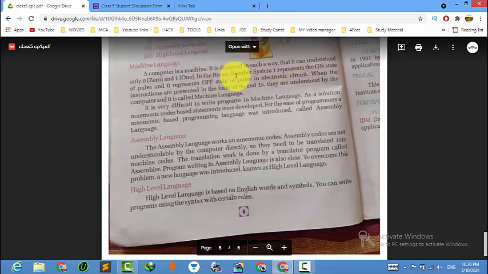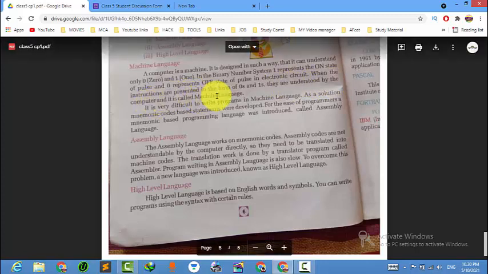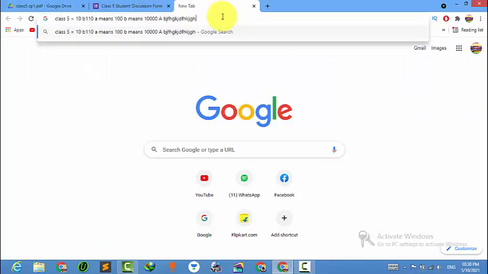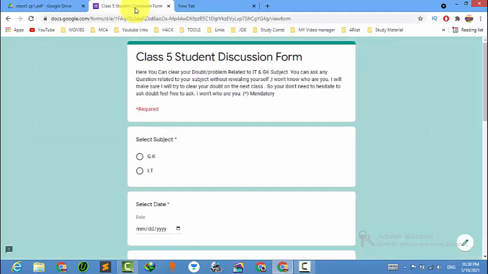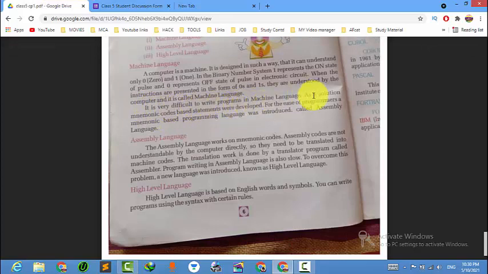First, let me give an example. In an electronic circuit, when the instructions are presented in the form of zeros and ones, this is understood by the computer and it is called machine language. As I have told you, whatever instruction we give in alphabet, the computer in its interior only understands as 1 and 0.